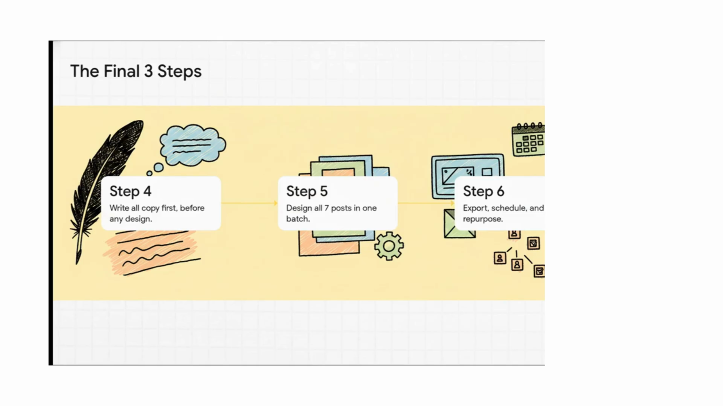Now, step 4 is absolutely critical. You have to write all your copy, all the captions, all the text before you touch the design. Why? Because switching between your writer brain and your designer brain totally kills your focus. Trust me on this. Then step 5 is where you design everything in one big batch. And finally, step 6 is the fun part. Export, schedule, and start thinking about how to repurpose.